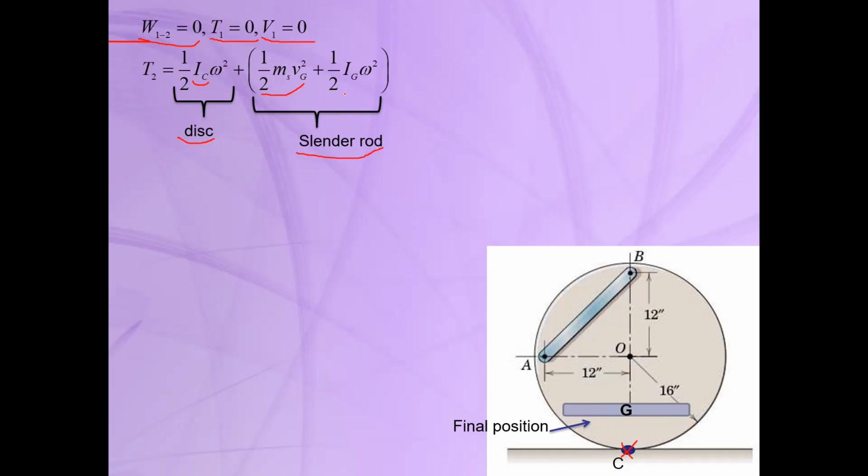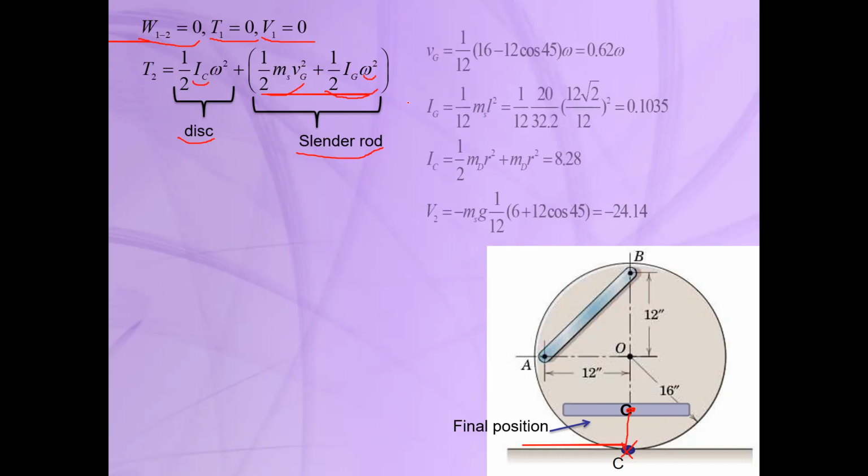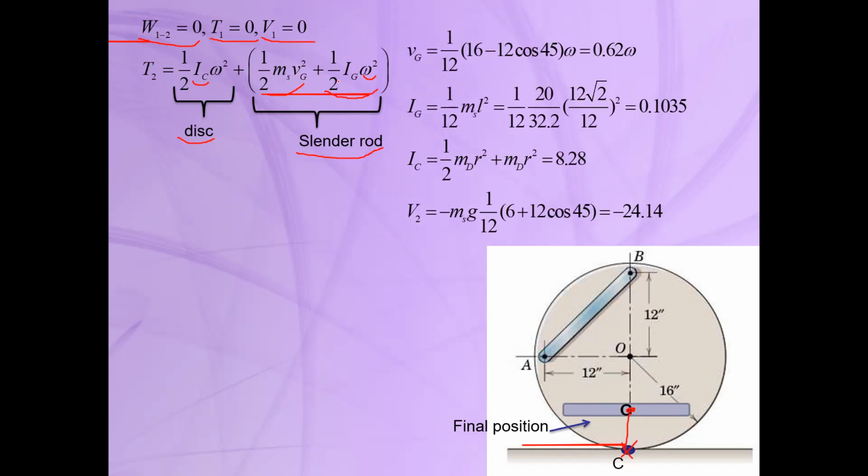And also we have rotational kinetic energy, which is Ig omega squared. Vg is the velocity of the mass center. Here you can see this is the point G. Its velocity is equal to this length times omega, and Ig, which is the mass moment of inertia about the mass center for the cylinder, is clearly equal to 1/12 m l squared, and omega is the angular velocity. So we can find Vg, Ig, and substitute into the equation.